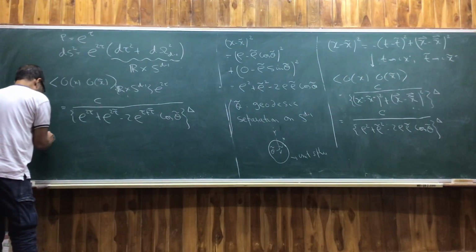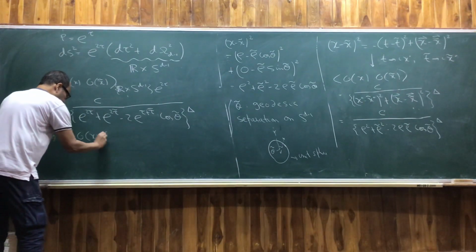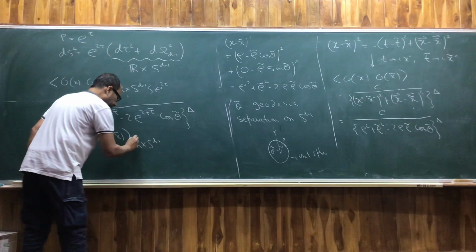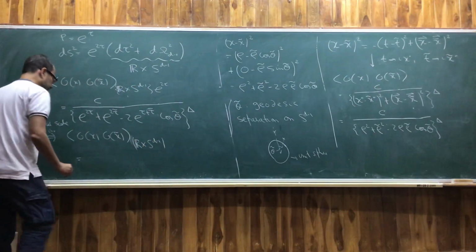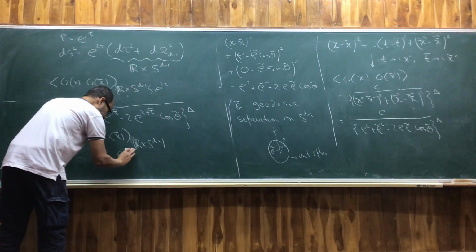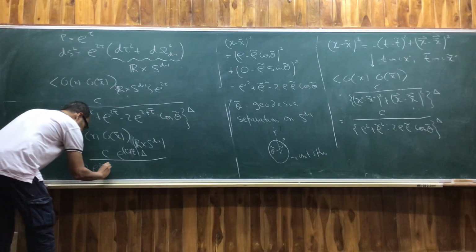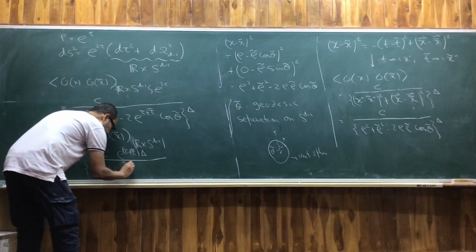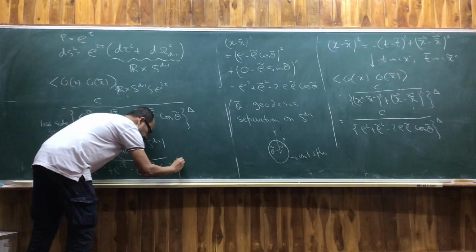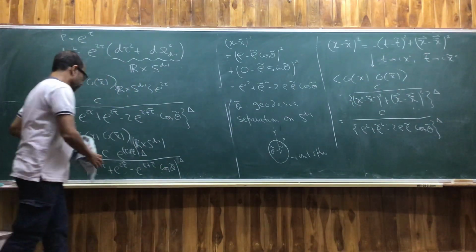But this implies now, you use conformal invariance, use local Weyl invariance, local scale invariance, to say that O(x) O(x tilde) on R times S^(d-1) is given by C times e to the (tau plus tau tilde) to the power delta divided by the same denominator to the power delta. Is this clear?